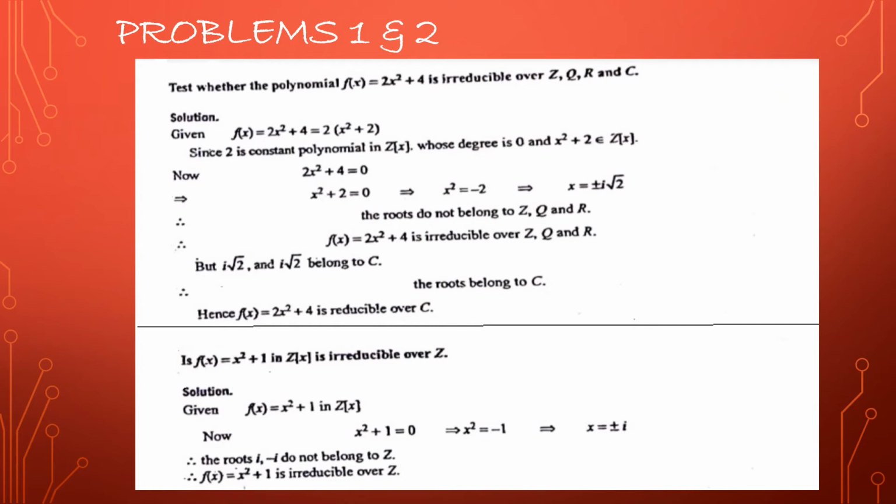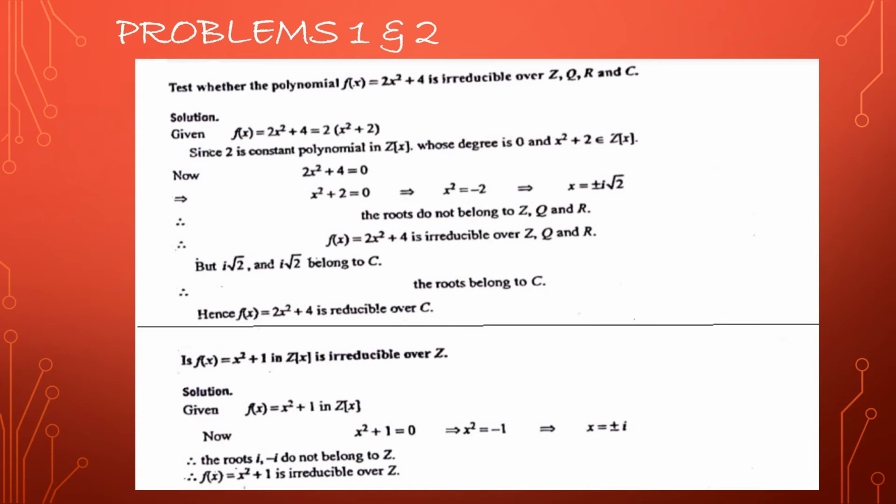So the second problem. The second problem is f of x is equal to x square plus 1 in Z of x is irreducible over Z. They are asking you whether this polynomial x square plus 1, a second degree polynomial in Z of x, is irreducible. They haven't mentioned any modulo here. Maybe modulo 1, obviously, right? So it's irreducible over Z.